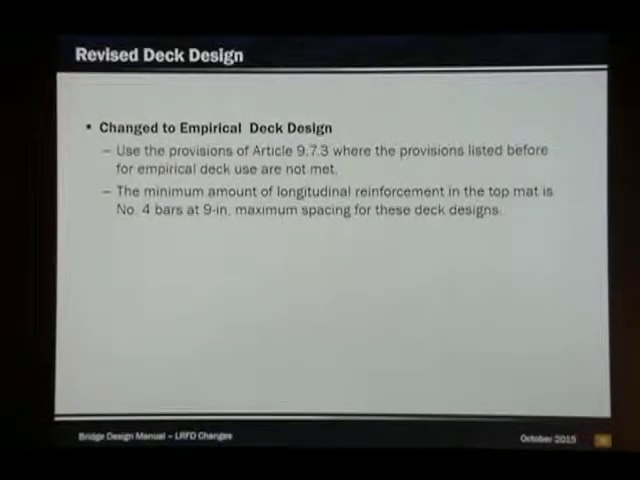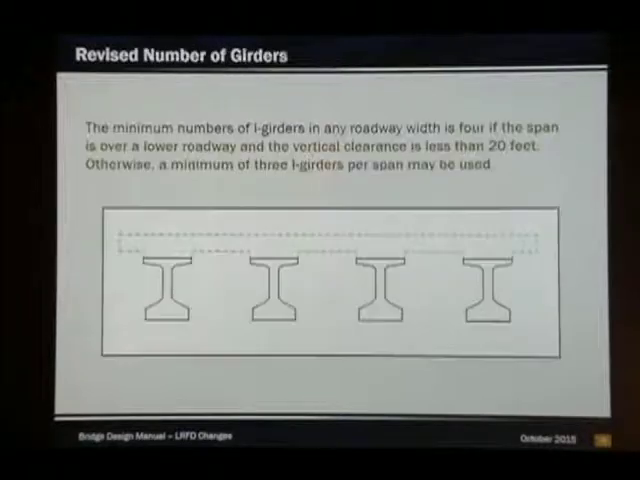So use provisions of Article 9.73 where the provisions listed before in the Bridge Design Manual are not met. The minimum amount of longitudinal reinforcement in the mat and the top mat is number 4 bars at 9-inch max spacing. We also revised the number of girders. So the minimum number of I girders in any roadway width is four in a span over a lower roadway with a vertical clearance less than 20 feet. Otherwise, a minimum of 3 I girders per span is allowed.